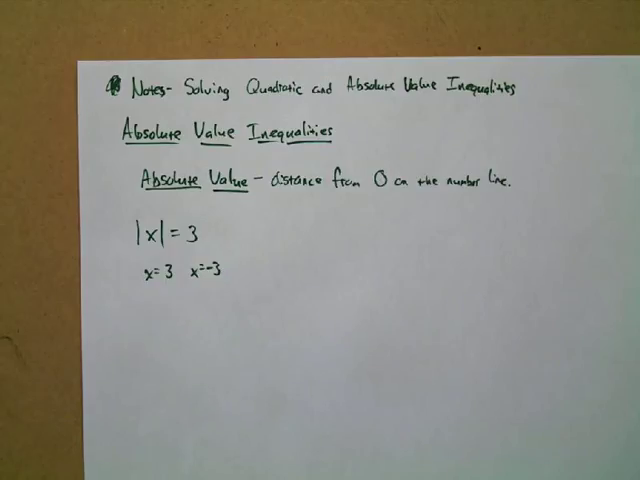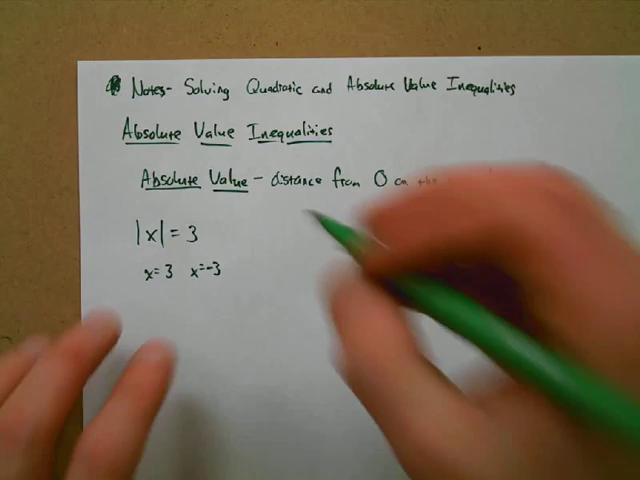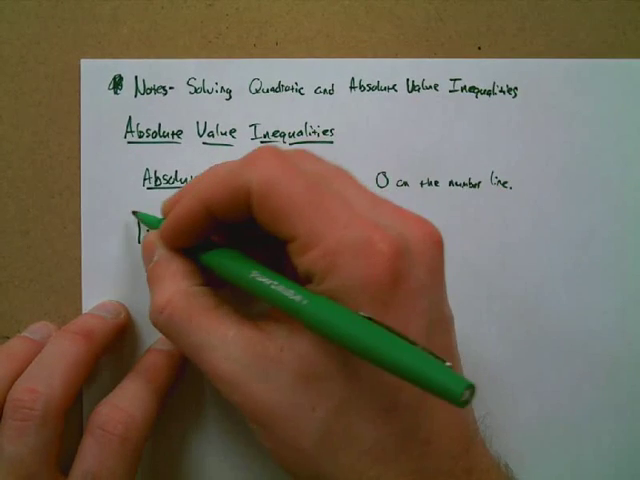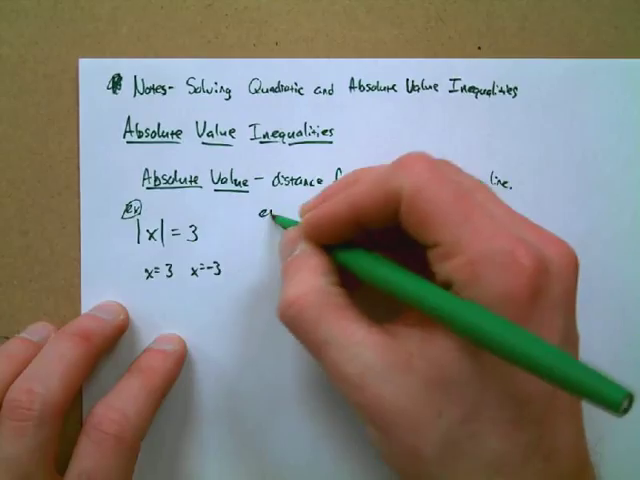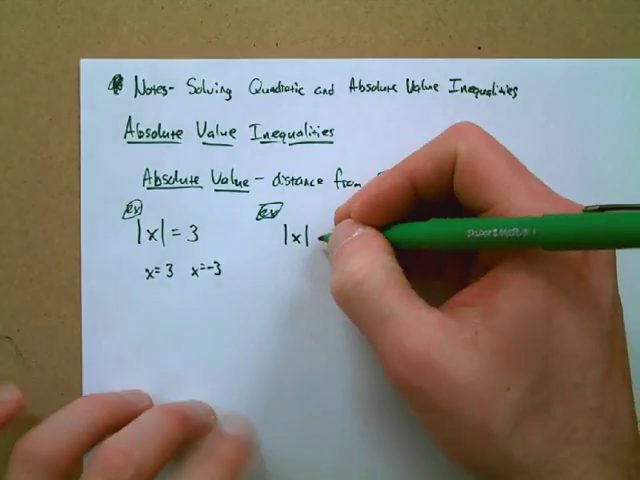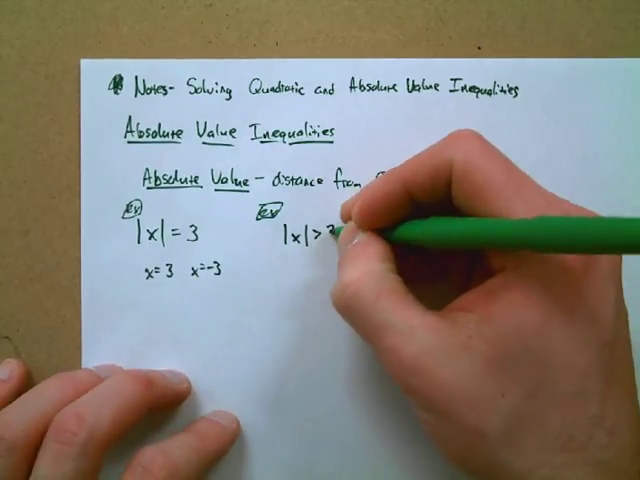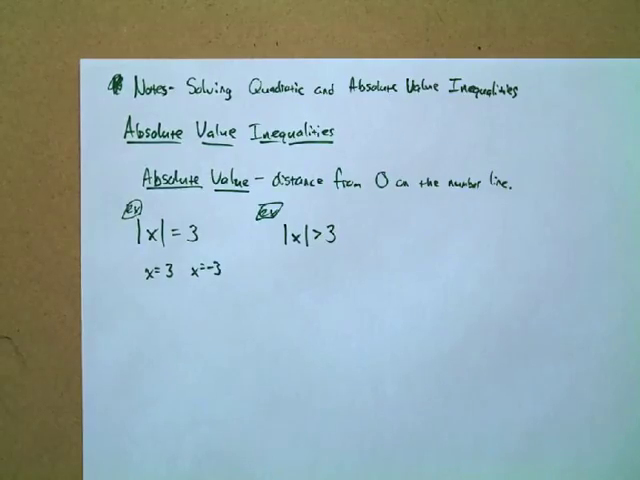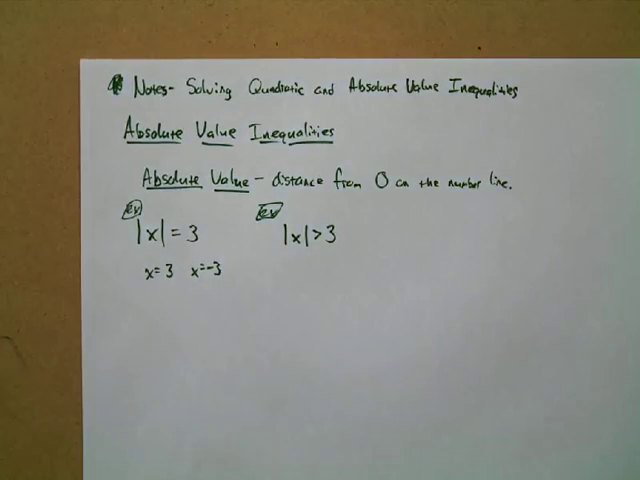So then what happens when we have something like, I guess that's an example maybe. Let's now take the same absolute value, but now let's make it greater than 3 away from 0. We still want to use the idea of distance from 0.